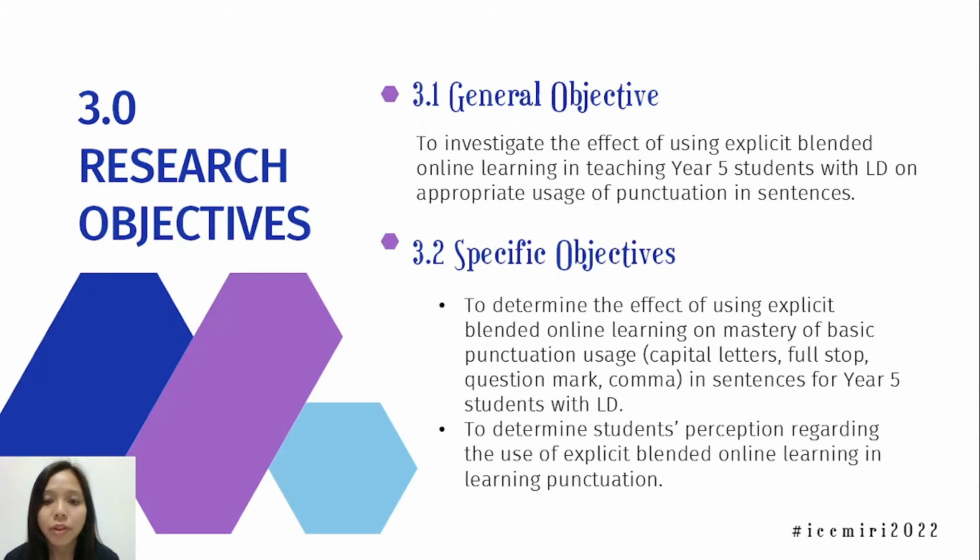There are 2 specific objectives. First, to determine the effect of using the intervention on mastery of basic punctuation, which includes capital letters, full stop, question mark, and comma, in sentences for Year 5 students with learning disabilities. The second objective will be to determine students' perception regarding the use of the intervention.